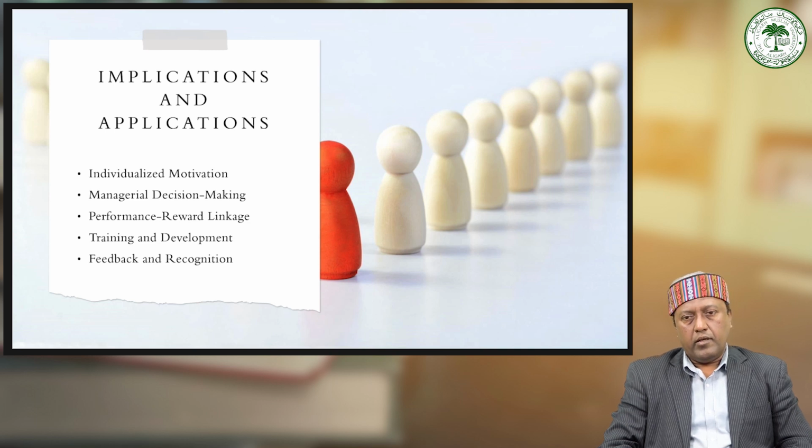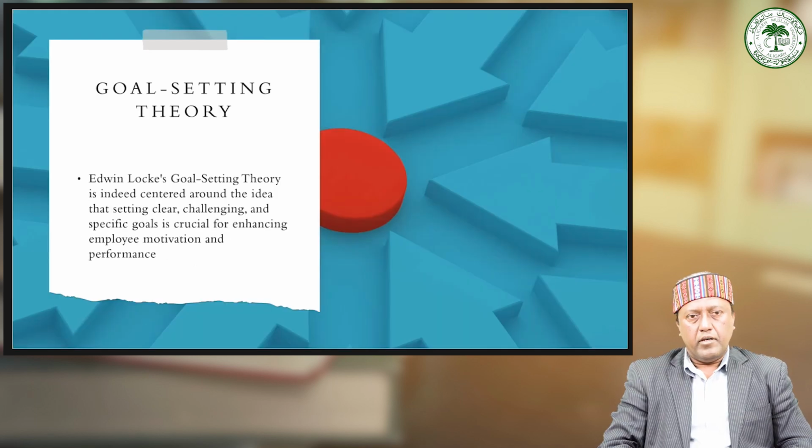So, overall, Vroom's expectancy theory provides a process oriented perspective on motivation, emphasizing the importance of individuals' perception of the effort performance reward relationship. It recognizes the complexity of human motivation and the need for managers to tailor motivational strategies to individual employees. Then we have the goal setting theory. This goal setting theory was given by Edwin Locke.